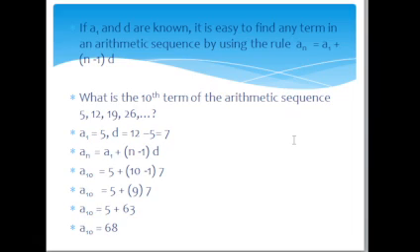And we're going to solve now. A sub 10 equals 5 plus 10 minus 1 is 9 times 7. A sub 10 equals 5 plus 63 because 9 times 7 is 63. So we have to follow the MDAS rule. We need to solve first the multiplication or division before addition or subtraction.